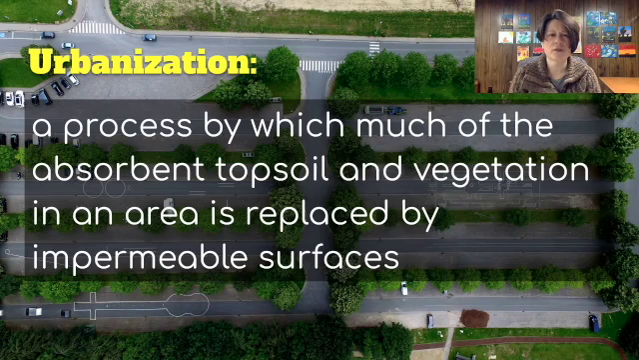Now, a major problem is urbanization. This is a process by which much of the absorbent topsoil and vegetation area is replaced by impermeable surfaces. What happens here is when there is runoff after, say, a storm, a lot of that water, when it runs over the land, is actually absorbed by vegetation, by trees, by grasses, and also our wetlands are very important for holding water, but a lot of times those also are filled in by urbanization. And so you do not have those areas to absorb that runoff and prevent flooding.